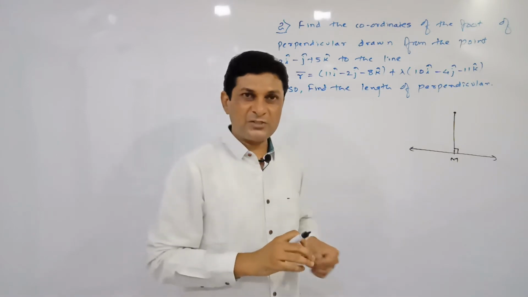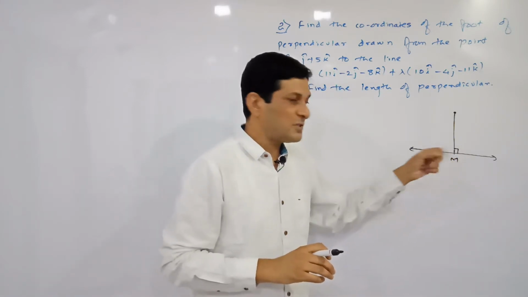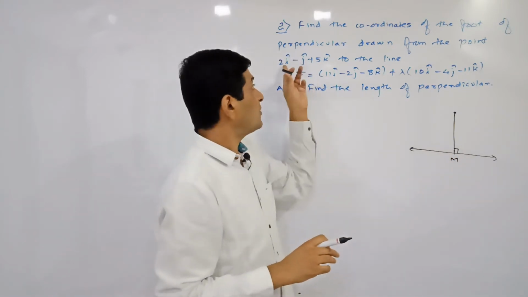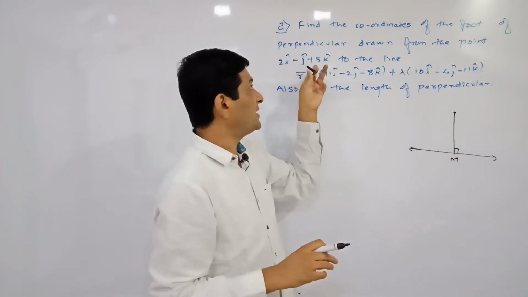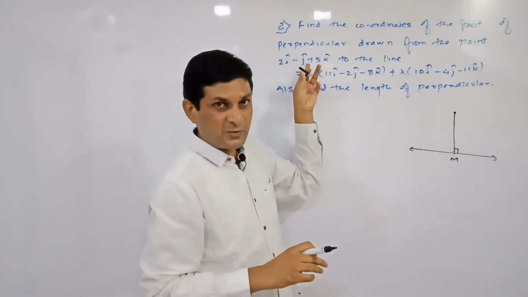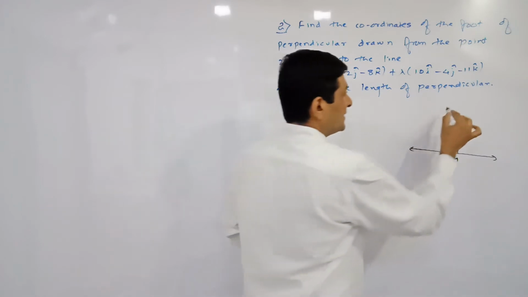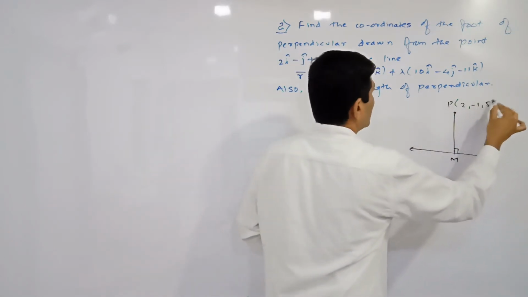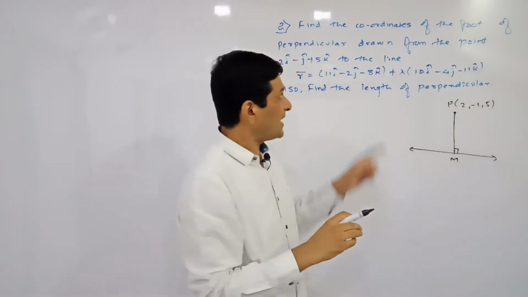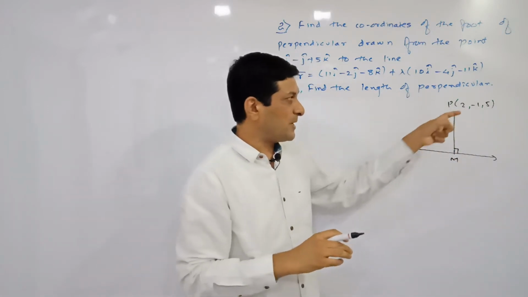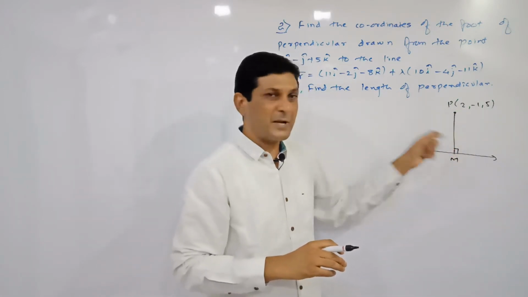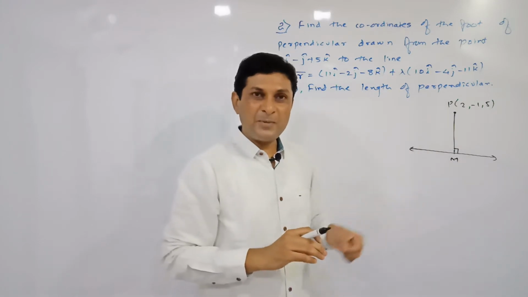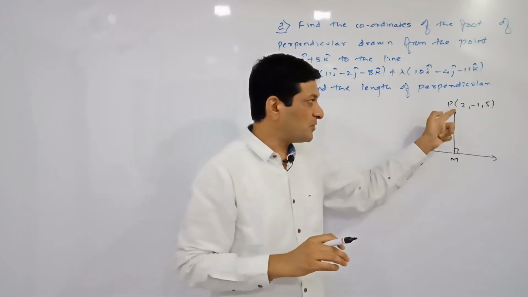So the first question is to find the coordinates of this foot of perpendicular drawn from this point. If you observe this point, its position vector is given to us. From this position vector, the coordinates of this point are 2, -1, 5. And second part, find the length of the perpendicular. Length of the perpendicular means what? Distance of a point from the line.